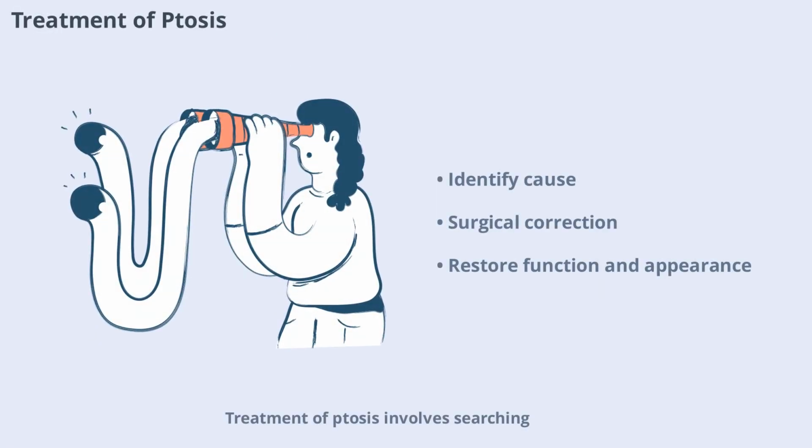Treatment of ptosis involves searching for and addressing the underlying cause. Various surgical techniques are available, and the choice depends on the type and severity of ptosis. The goal is to restore normal eyelid position, improve vision, and achieve the best cosmetic outcome. Early intervention can prevent long-term visual impairment, especially in children.